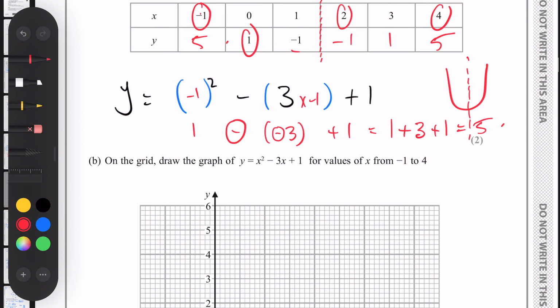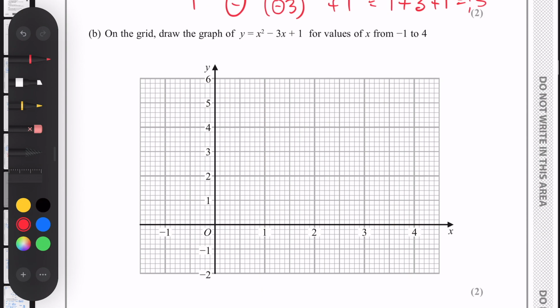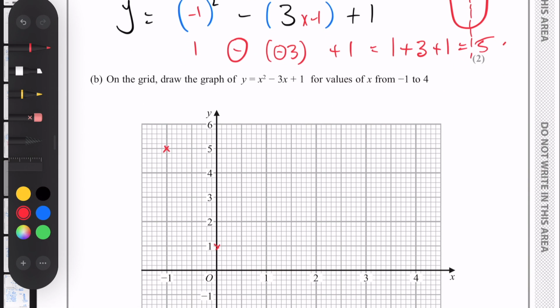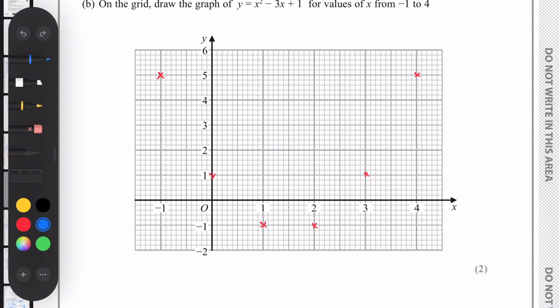Then you're going to plot them onto the graph. So it's going to go minus 1 and 5, and 0 and 1. Once you've plotted your parabola, if you've got 2 points in line with each other for the turning point, I would just find the midpoint and then go in between so it's got a nice curved turning point. And you just go down as nice and smoothly as you can. And you should finish like this.